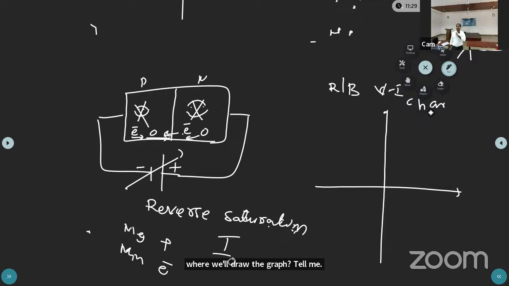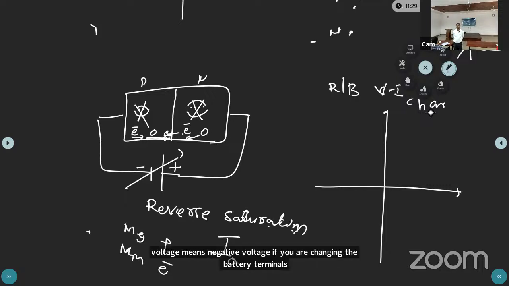Which voltage are we applying? Forward voltage or reverse voltage? Reverse voltage means negative voltage. If you change the battery terminals, that will give the reverse voltage, meaning negative voltage.